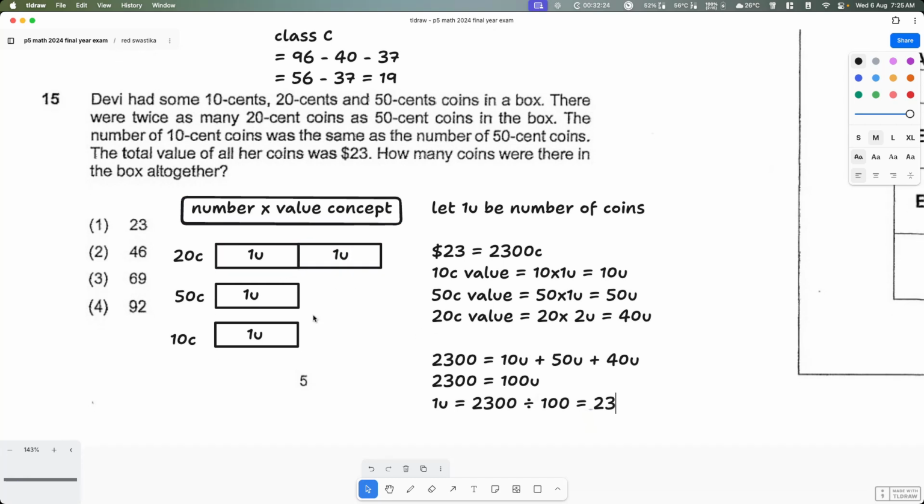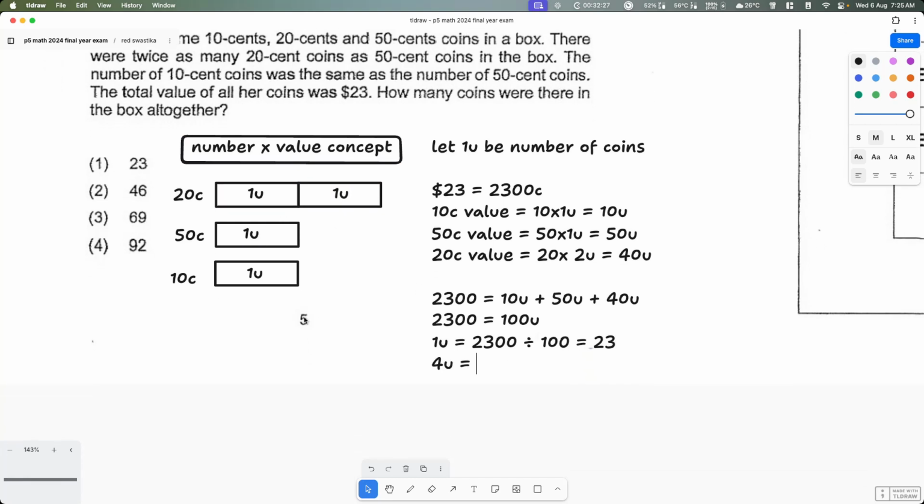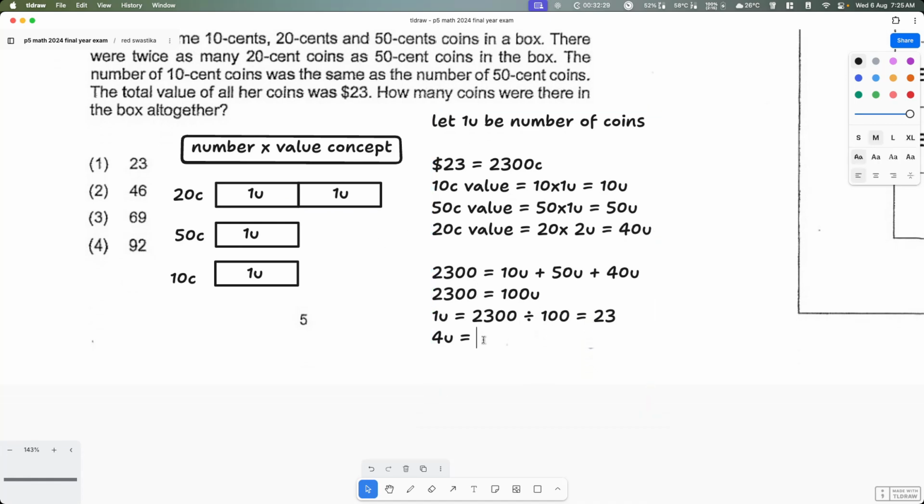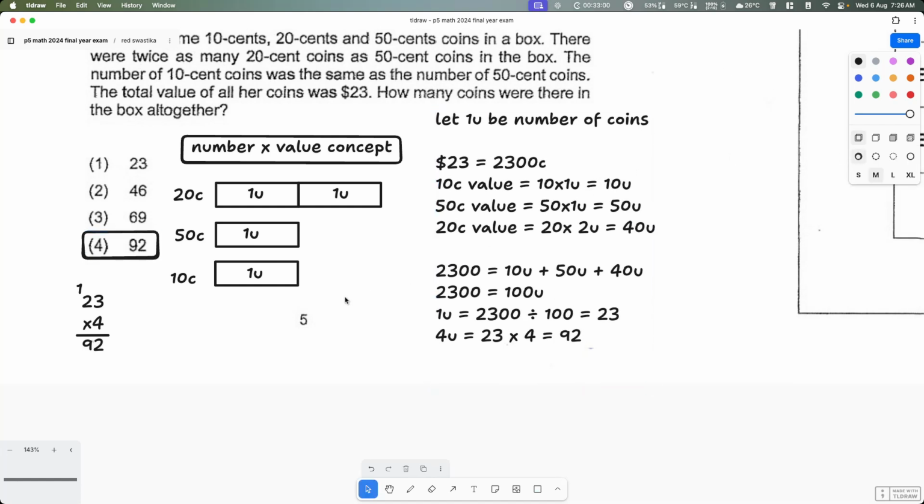So what's the total number of u? 4u is equal to 23 times 4, this will give us 92. So let's put here 23 times 4. 3 times 4 will be 12, put 1 on top. 2 times 4 will be 8 plus 1, 9. Correct, 92. So that's the answer, 92. So that is number x value.